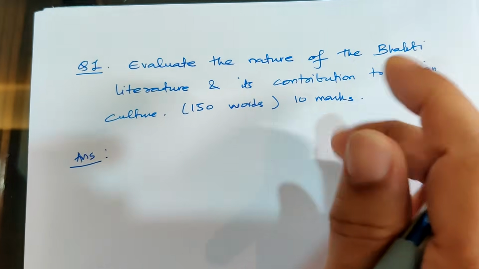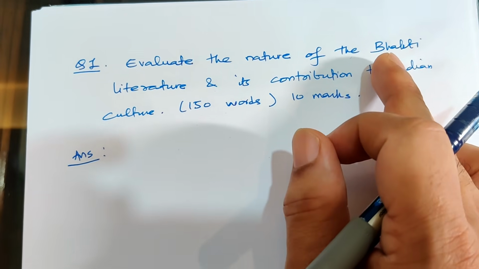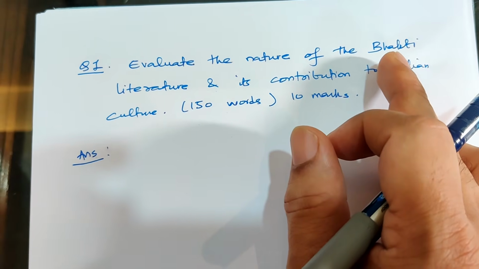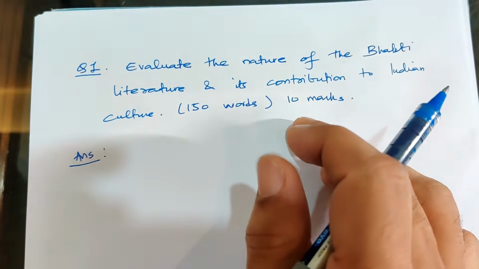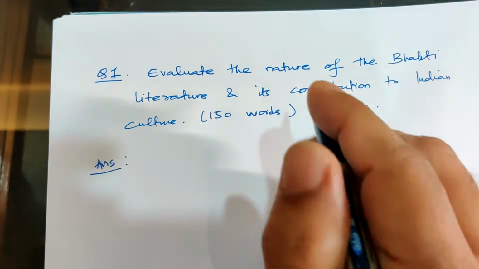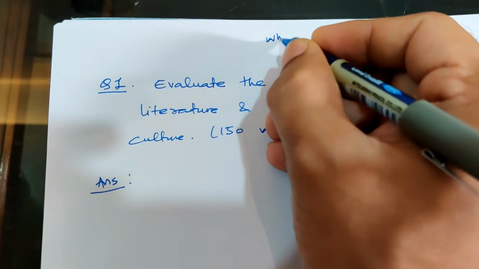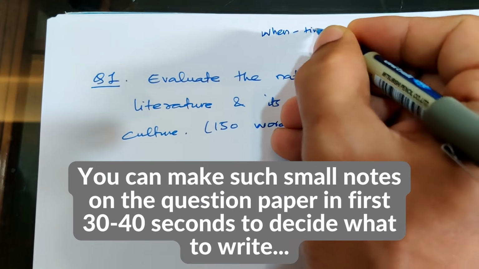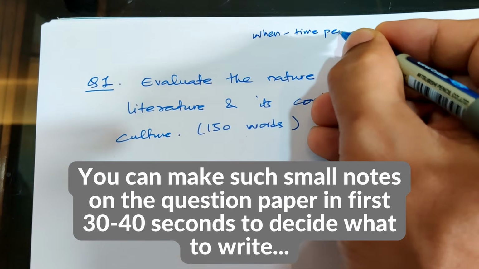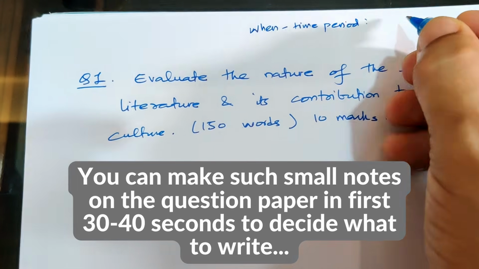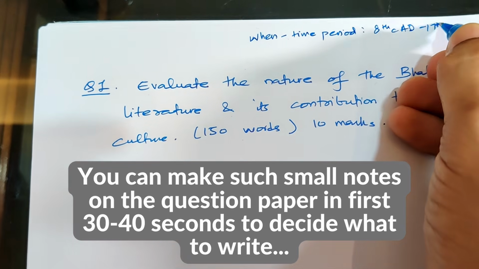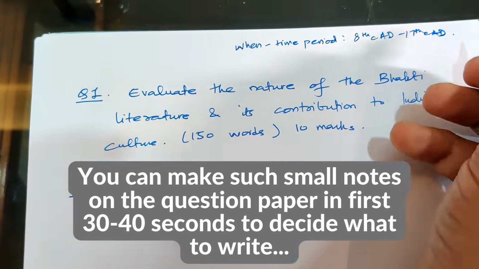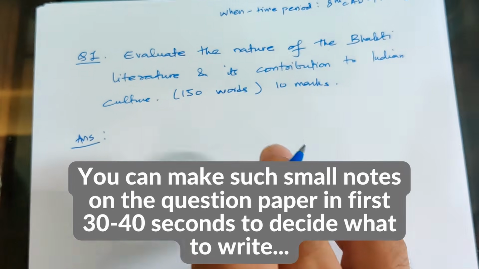So the first thing that comes to your mind when you analyze the bhakti literature is going to be, when did the bhakti literature develop in India? Number one, that when did it develop? Time period, right? And I know the bhakti period developed, of course, if you have studied, from around 8th century AD till around 17th century AD. So this is the time period in which the bhakti period developed.